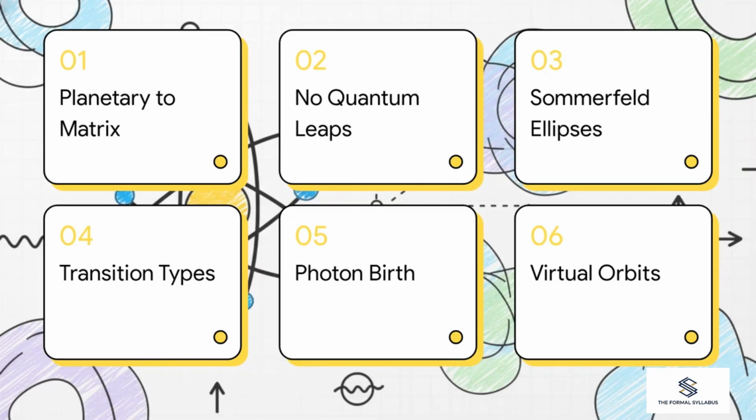Here is our roadmap for today. 1. From the planetary model to matrices. 2. Canceling quantum jumps. 3. Visualization, Sommerfeld ellipses. 4. Commutant and contramutant transitions. 5. Birth and acceleration of a photon. And finally, 6. The philosophy of virtual orbits.